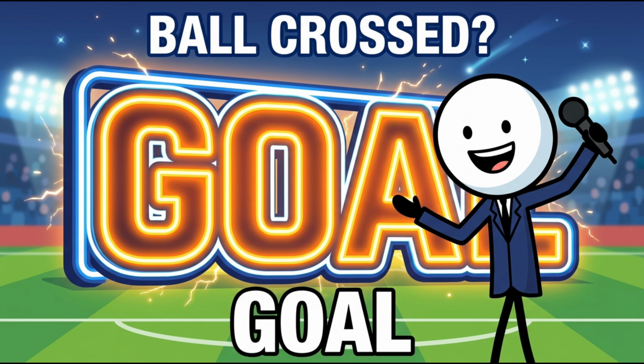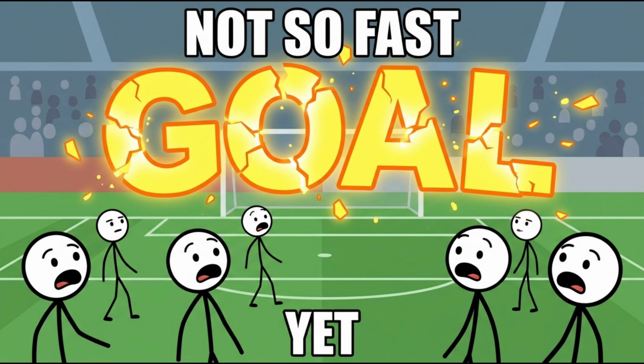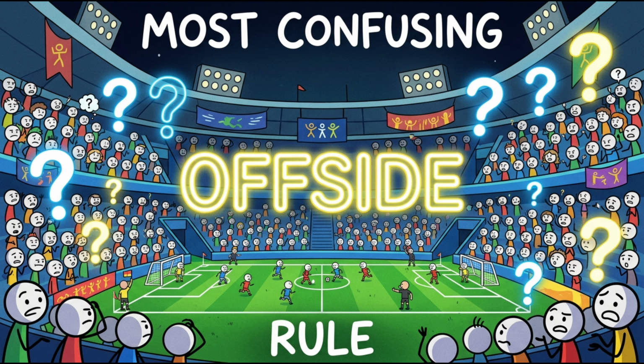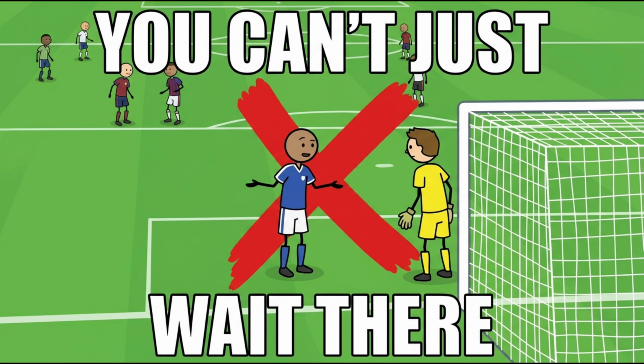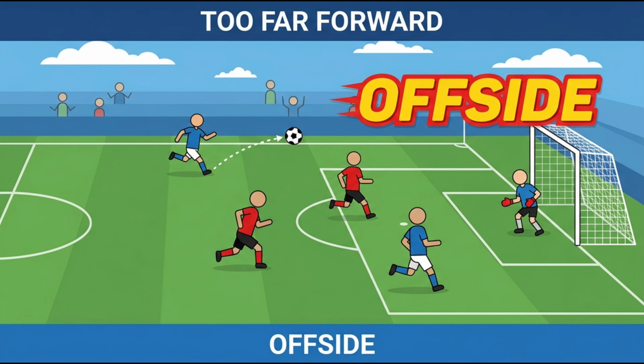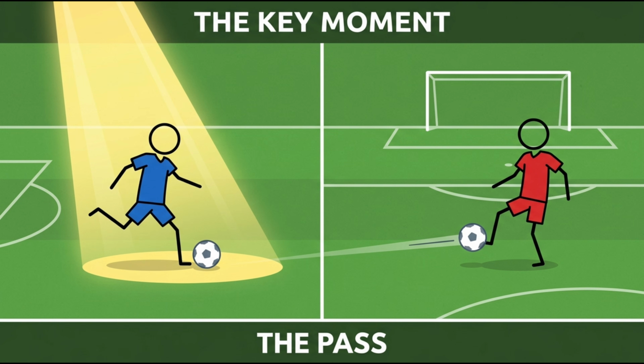So if the whole ball crosses the line legally, that's a goal. Right? Well, not necessarily. Because what happened before the ball crossed the line matters too. Let's talk about offside. This is the rule that confuses new fans more than anything else. The simple version is this. An attacking player can't just stand next to the goalkeeper waiting for a pass. When the pass is played, that attacker must have at least 2 defenders between himself and the goal line. Usually that's 1 defender and the goalkeeper. If he's closer to the goal than both of them when the pass is made, he's offside. And if he becomes involved in the play, the goal won't count.